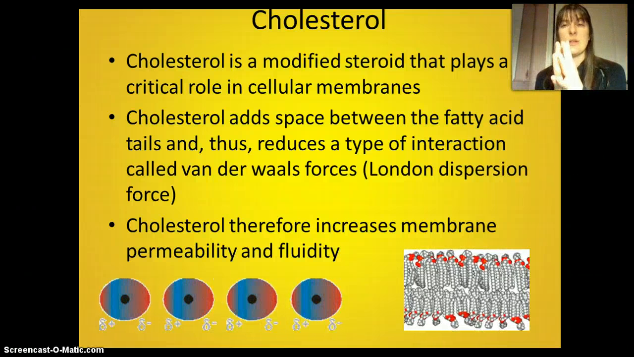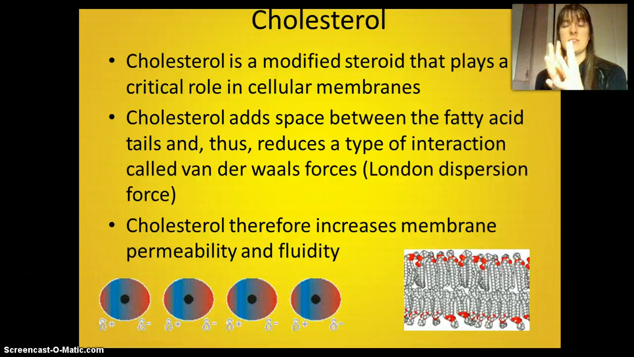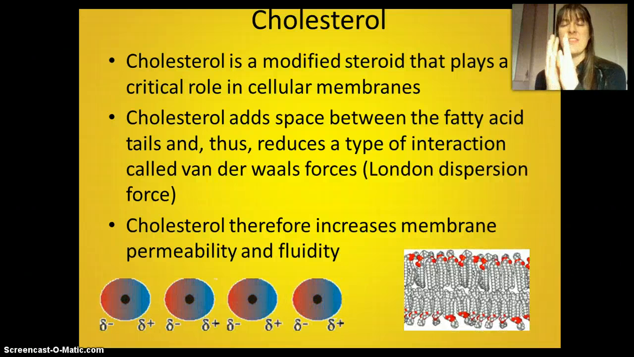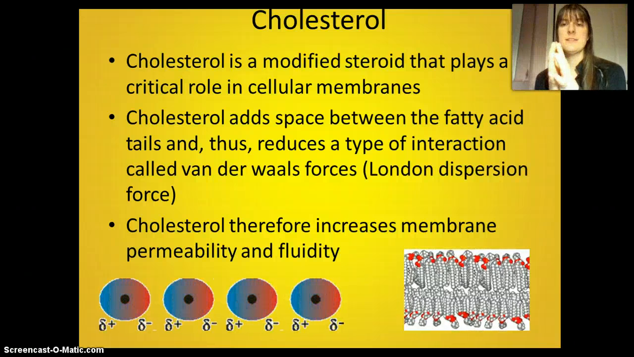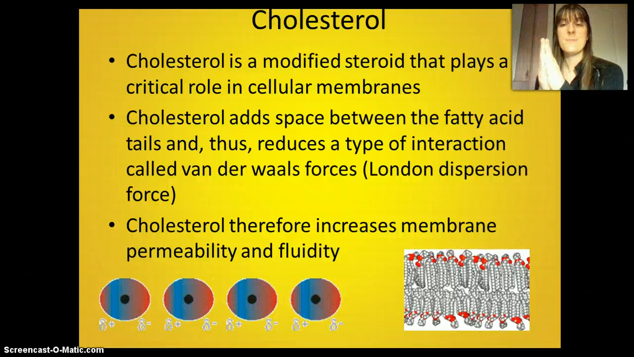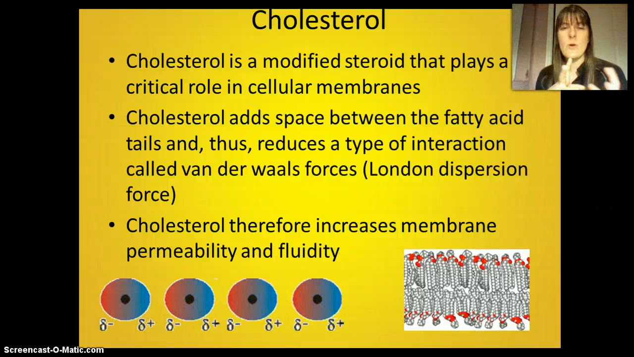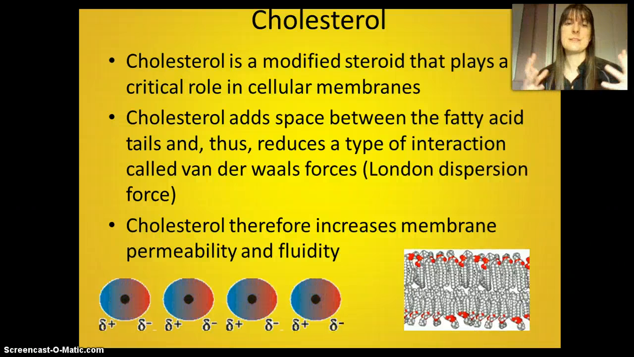Because those tails are so close together, there's a type of interaction called van der Waals forces or London dispersion force, where they're going to induce just a little bit of charge, and they're going to stick together a tiny bit. So that's a really weak bond, but it's enough that if you have these lipids all really close together, you're going to have a solid membrane, which is not what you want. Instead, we want a fluid membrane. Cholesterol is going to go in there and add a little bit more space.